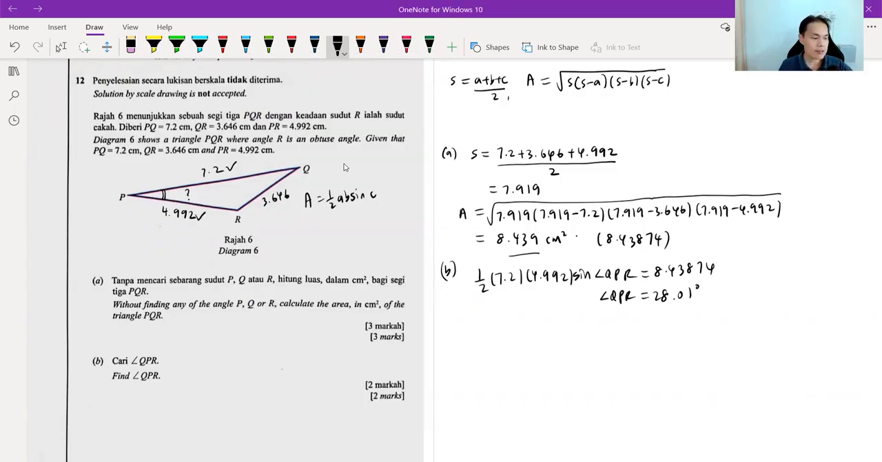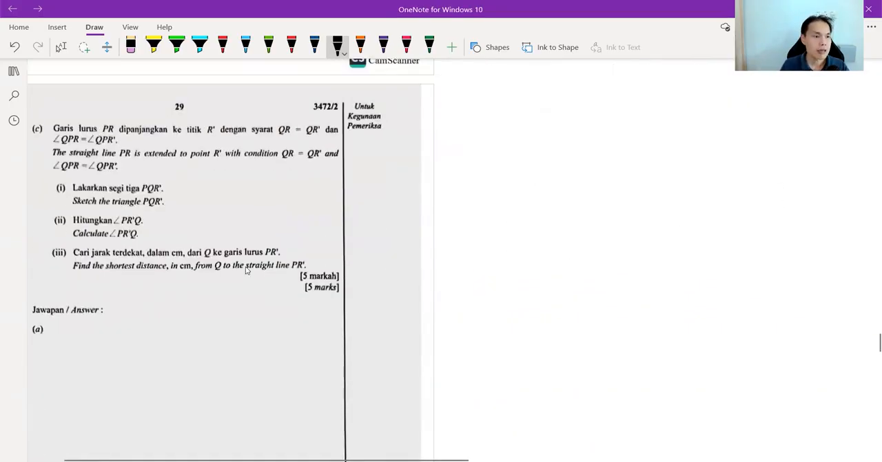All right, this is just the first part, right? Parts A and B. I still have part C. They say line PR is now extended to R prime with the condition that QR equals QR prime and angle QPR equals angle QPR prime. You're supposed to sketch triangle QPR.